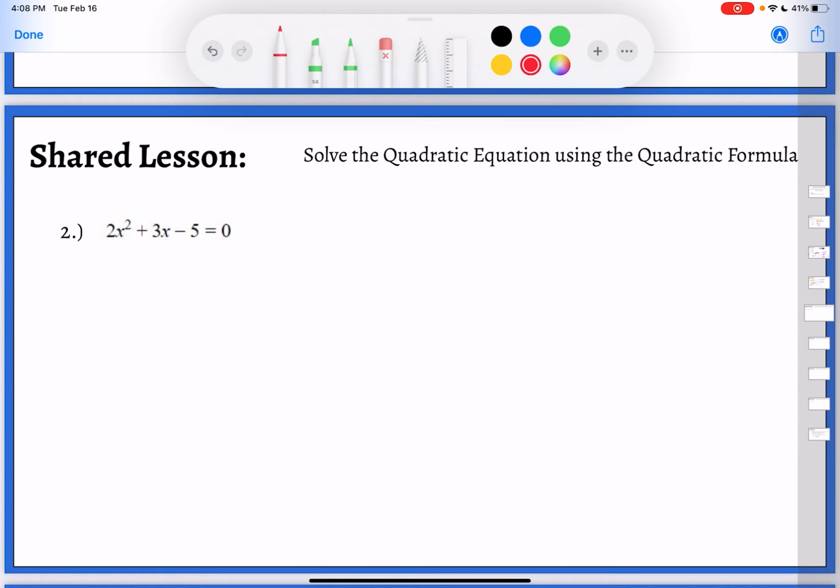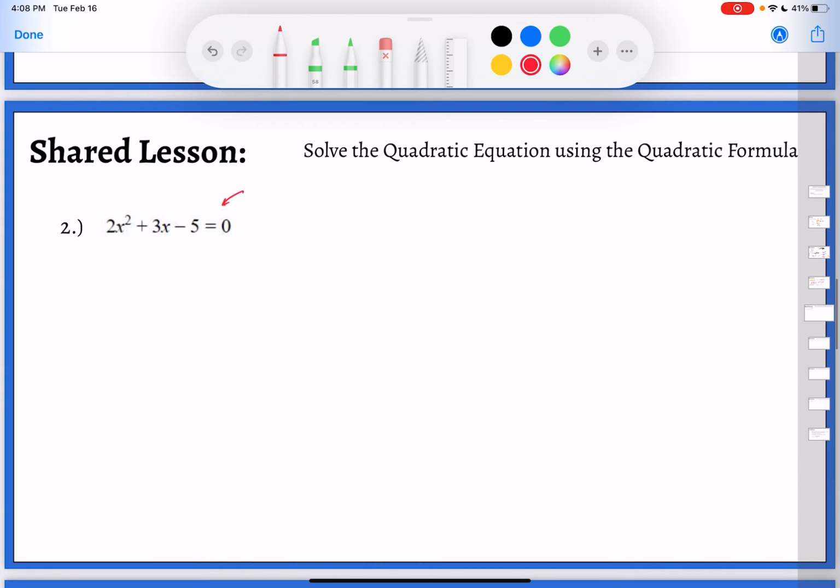So we always start by checking to see if we have standard form, which we do. It's already in standard form.